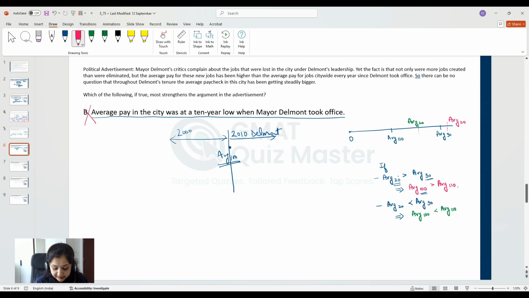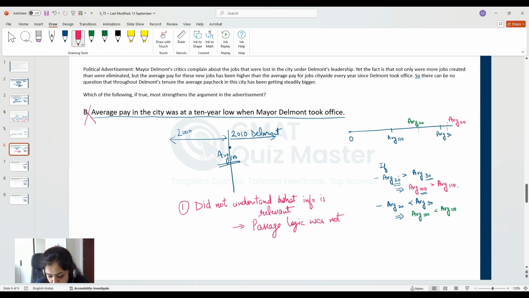If you selected this choice, it is very likely that you did not understand what information is relevant. And why did that happen? Because the passage logic was not clear to you. Now, it could be because you are not very comfortable with averages, or it could be because you did not read and understand the passage properly. That is what you need to figure out.